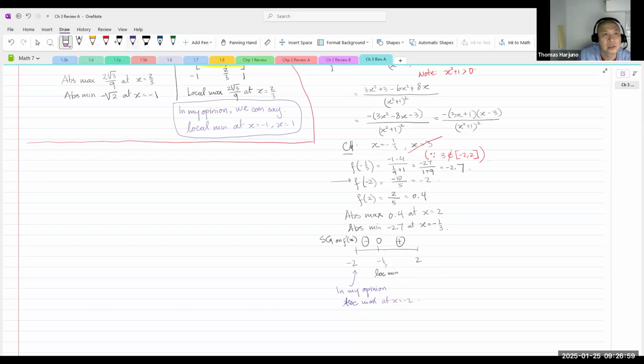But for the endpoints, that's definitely a local maximum. That's definitely the absolute maximum. But can we call that a local maximum? According to our textbook, they say no. Local maximum and local minimum cannot happen at the endpoints. But I mean, hey, it's the absolute maximum. Why can't it be a local maximum?